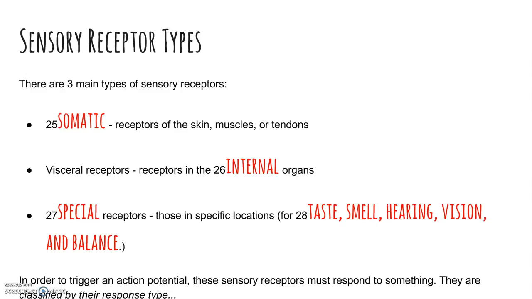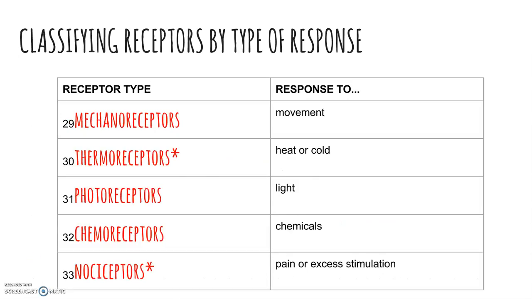So when your stomach is stretched, when you've eaten a meal, there are receptors within the viscera, within the organs of your abdomen, that tell you to stop eating. It's stretched to its limit. And then you also have special receptors, in specific locations, that regulate your taste, smell, hearing, vision, which are 4 of the 5 general senses, and also balance to keep you able to walk in a straight line. In order to trigger an action potential, these sensory receptors have to respond to something, so they're classified by the way they respond.